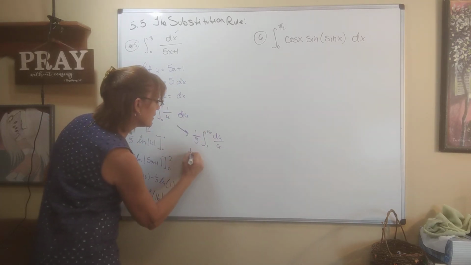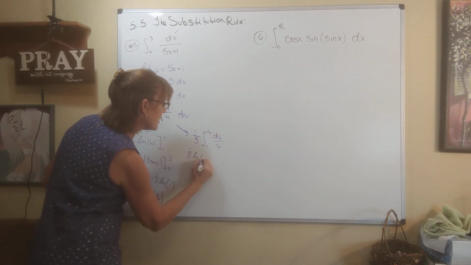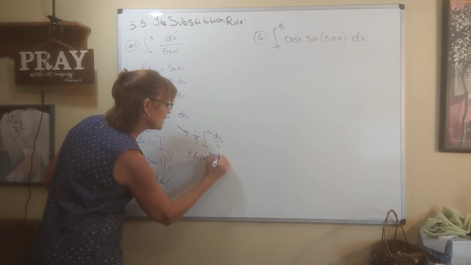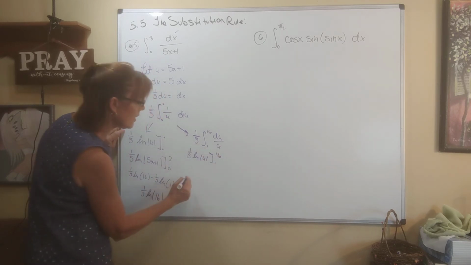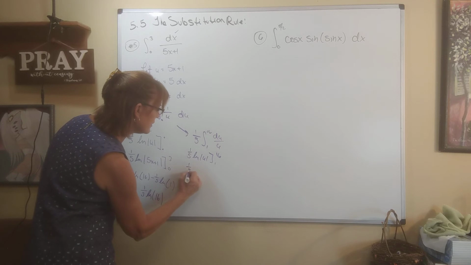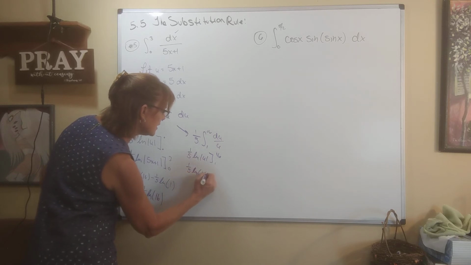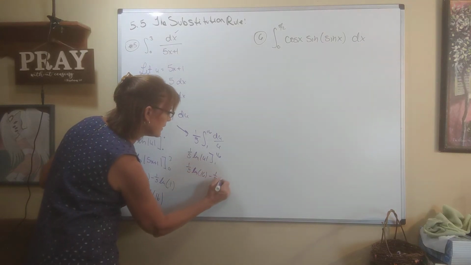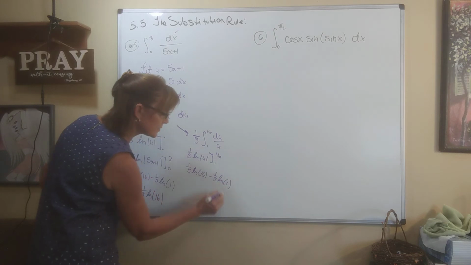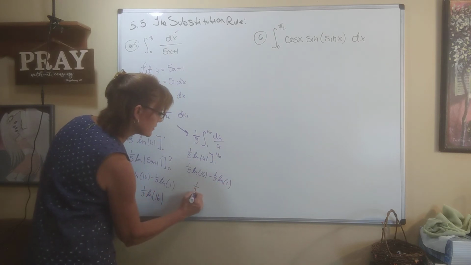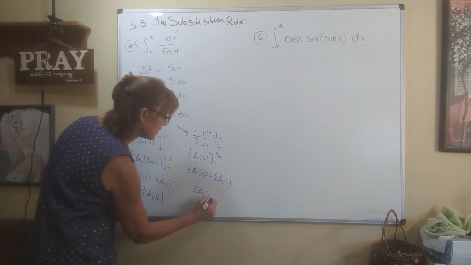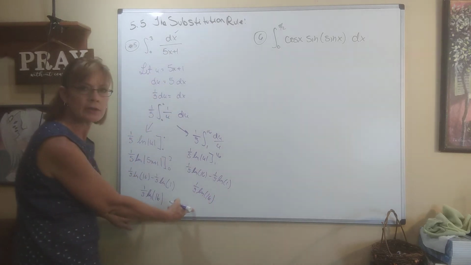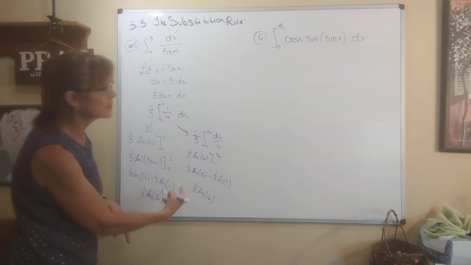So we get 1/5 the natural log of u evaluated from 1 to 16. So this is 1/5 the natural log of 16, minus 1/5 the natural log of 1. The natural log of 1 is 0, so our answer is 1/5 the natural log of 16. That's kind of up to you how you want to deal with your limits right there.